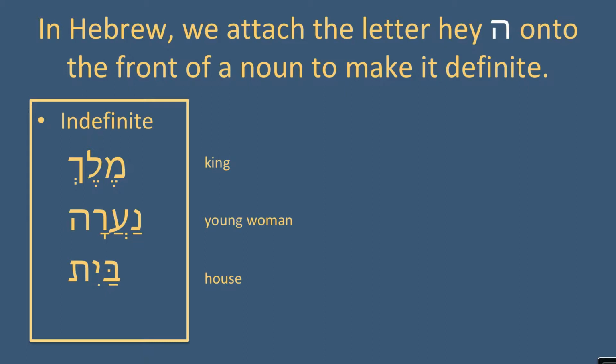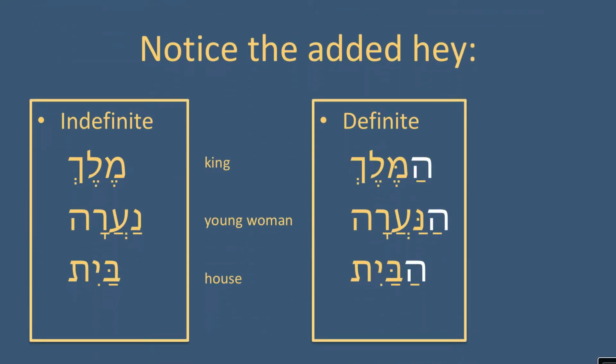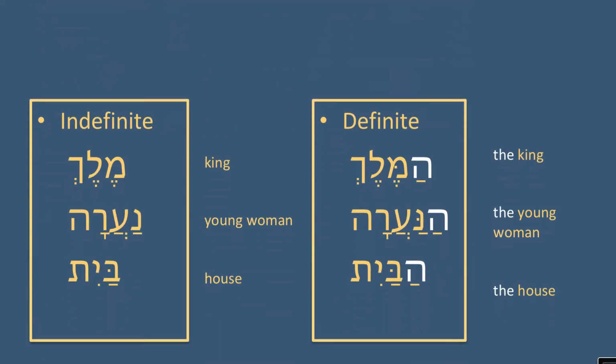So here you can see three indefinite nouns: melech, king; na'ara, young woman; and bayit, house. But in these cases, now to the right, notice that we have added a hey to the front of each of those words, and that makes these words definite. So ha-melech is the king, ha-na'ara, the young woman, ha-bayit, the house.